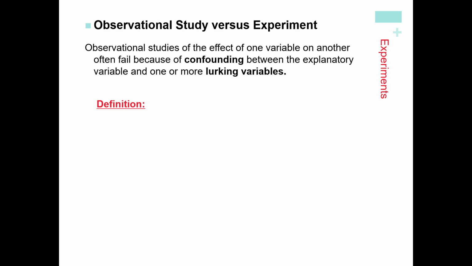Here are some third variable issues. Observational studies of the effect of one variable on another often fail because of confounding between the explanatory variable and one or more lurking variables. Now I'll tell you that you'll often see lurking variable in the context of an observational study, and you'll often see confounding in the context of a poorly designed experiment. So let's get into these definitions.